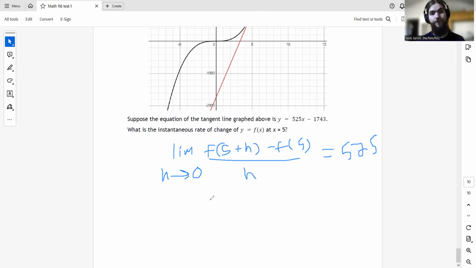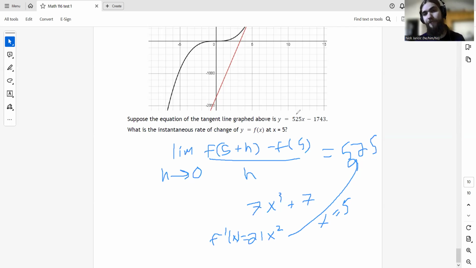On the other hand, if you decided to use the power rule for 7x cubed plus 7, you would have found 3 times 7, 21x squared, is the derivative. f prime of x is equal to 21x squared. And if you plug in x equals 5 here, you'll get the same 525. So all of these ways are valid and valuable. I would say definitely the fastest way here is to rely on the given information that the slope of the tangent line is this, and no calculation is needed. But certainly these are both equally valid ways to look at it.